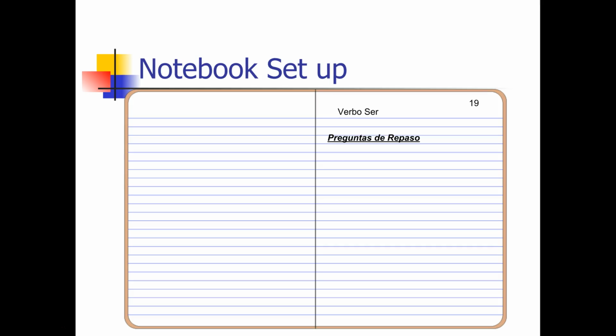So right now you should have your notebook out and open to page 19. We've already completed la tabla de contenidos in class. On page 19, right here at the top right-hand corner, you should have the page number. You should title it Verbo Ser, and you should have a subtitle of Preguntas de Repaso.